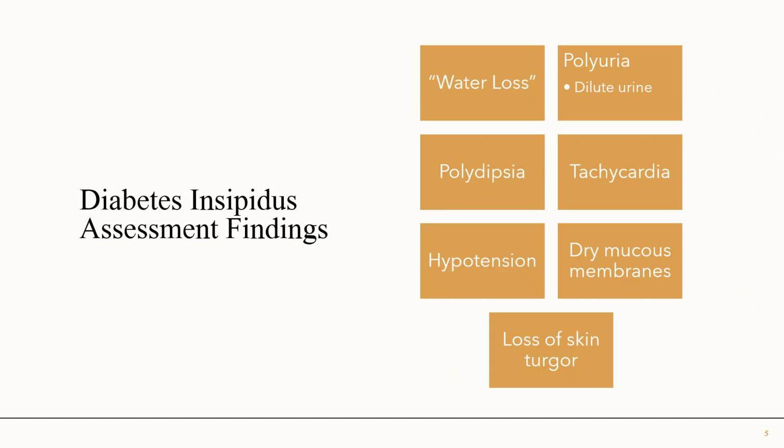Physical findings can include the classic dehydration-related findings like tachycardia, hypotension, dry mucous membranes, and loss of skin turgor. As dehydration worsens, you can see decreased cognition, weakness, fatigue, weight loss, muscle weakness, constipation, and nocturia.